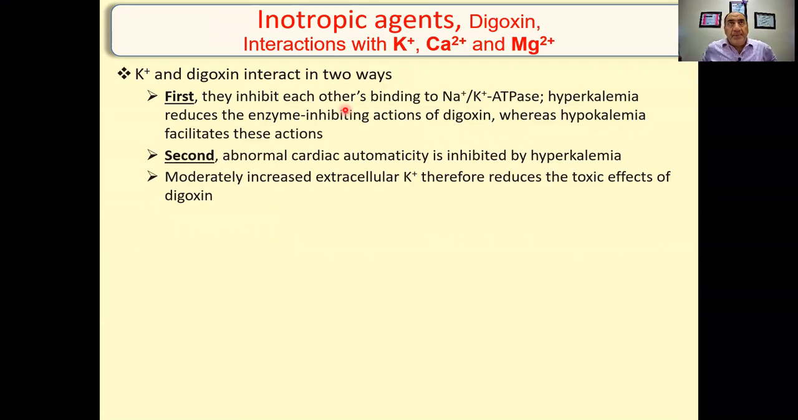So you expect if there is hypokalemia, less potassium, it means the digoxin or digitalis can bind more, right? So more toxicity. If there is severe hyperkalemia, this means that it will inhibit the action of digoxin. Okay, so what is the advice here, doctor? Just take a small dose of potassium. So moderately increased extracellular potassium can reduce the toxic effects of digitalis or digoxin.